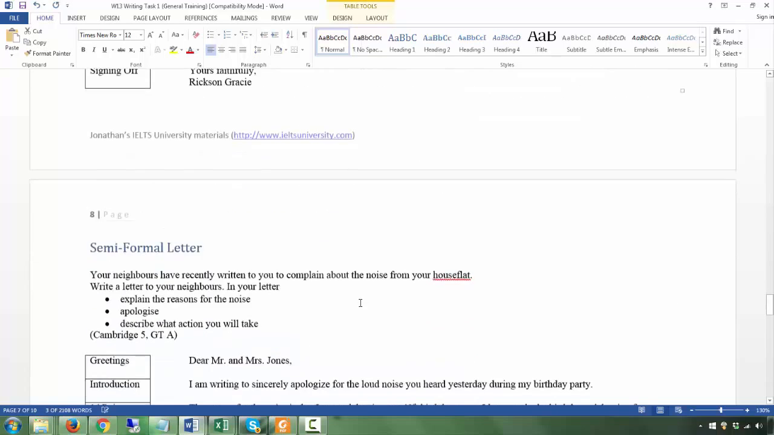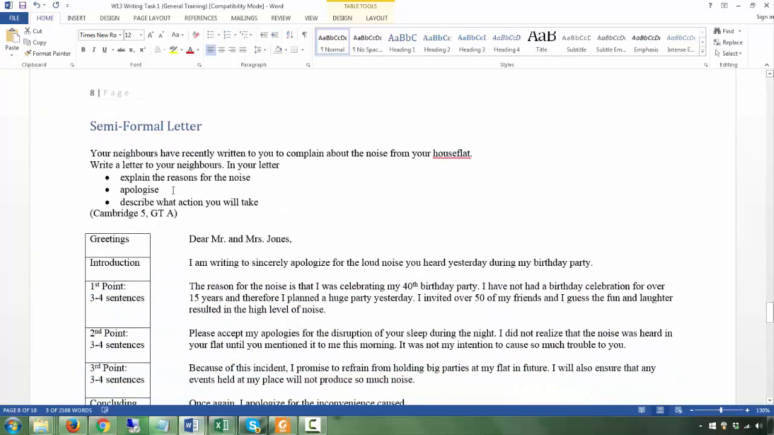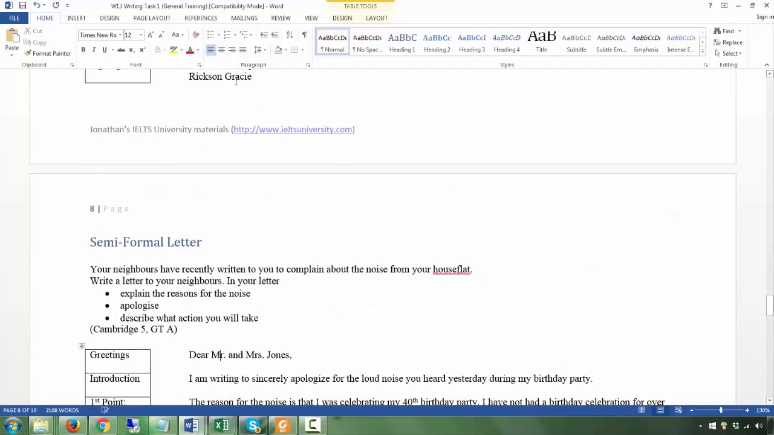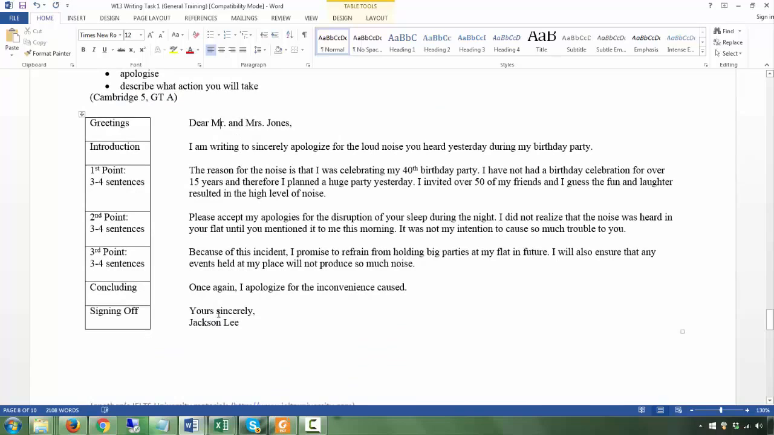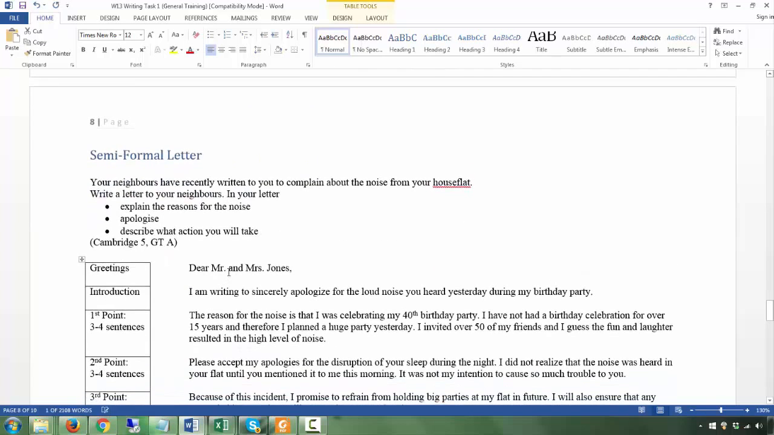Okay, the next letter is a semi-formal one. The only difference, as I mentioned a few times already, is the fact that you know this person here as opposed to the formal letter. And then because you write this person's name, the surname, you use sincerely rather than faithfully, right?